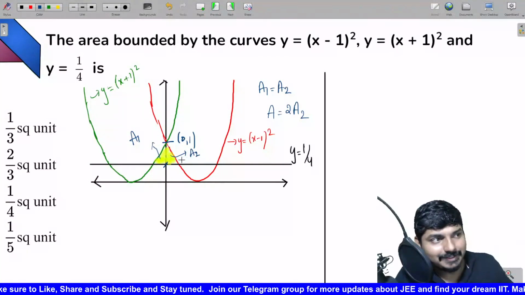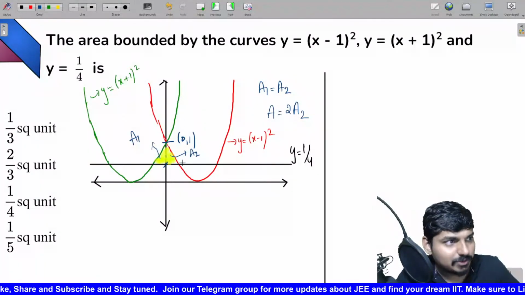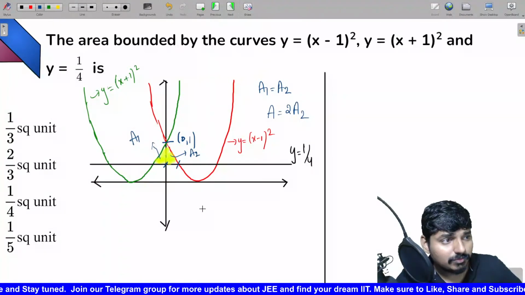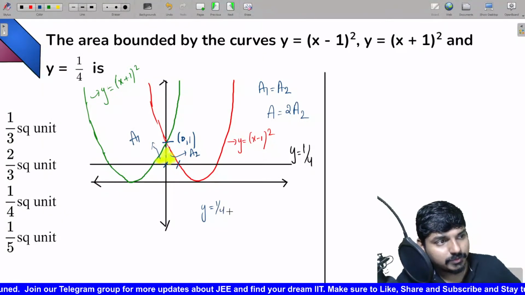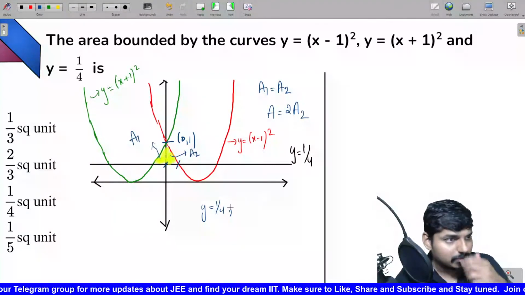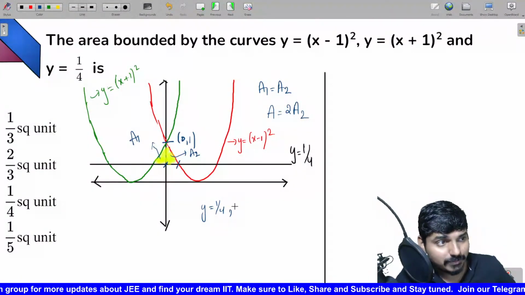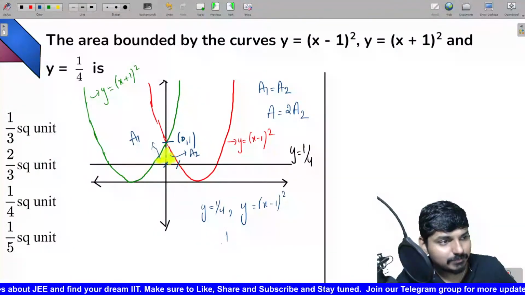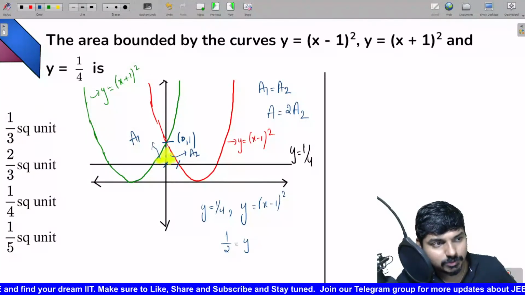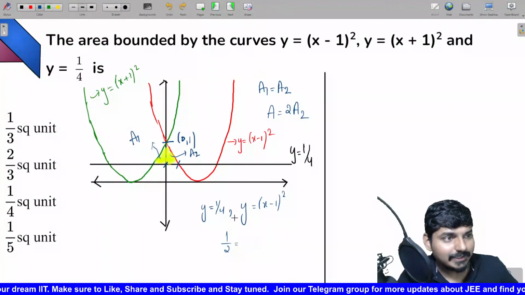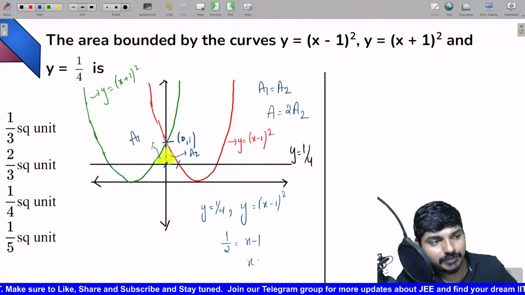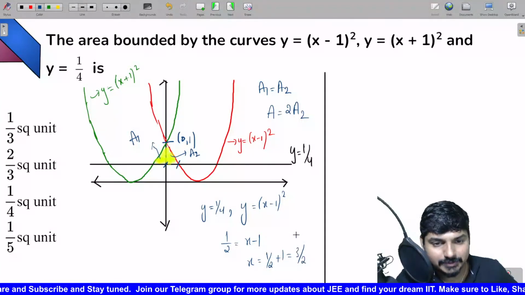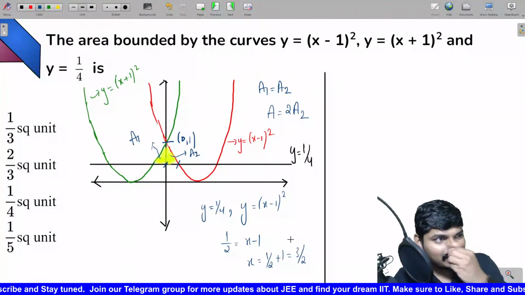If you want to find the area A2, for A2 first I need to find this point of intersection. So what is this point of intersection going to be? For y is equal to 1 by 4, you find out what is the value of x. So if you put y equal to 1 by 4 in the equation y equal to x minus 1 whole square, I'll get 1 by 2 is equal to x minus 1. So the value of x you're going to get is 1 by 2 plus 1, and that is simply going to be 3 by 2. Understood this point, everyone? I hope it's clear for you.